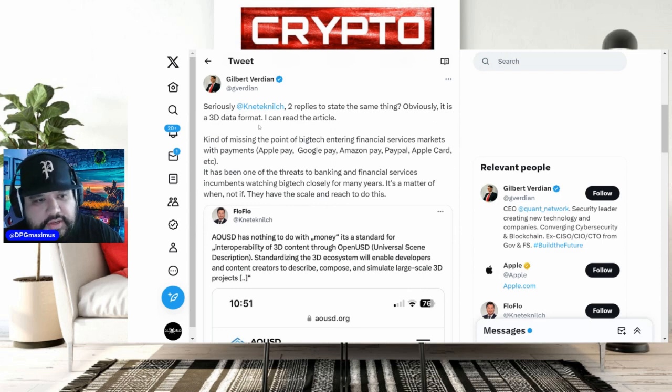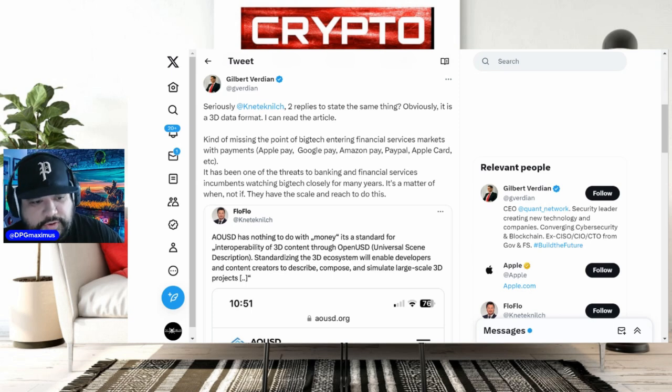Obviously, it's a 3D data format. I can read the article. Ooh. Is Quant's Gilbert Verdin having a little bit of a back and forth with a BTC maxi bigwig? You know, we see some of this stuff happening lately, do we not? We saw the whole back and forth of, I hate to say it, I mean, I'm invested in both. I don't like tribalism, but you see some of the bigwigs have some of this tribalism, some of these arguments. So we saw David Schwartz, and we reported, I think it was last Friday, if I'm not mistaken, David Schwartz and the whole thing with Craig Wright, right?